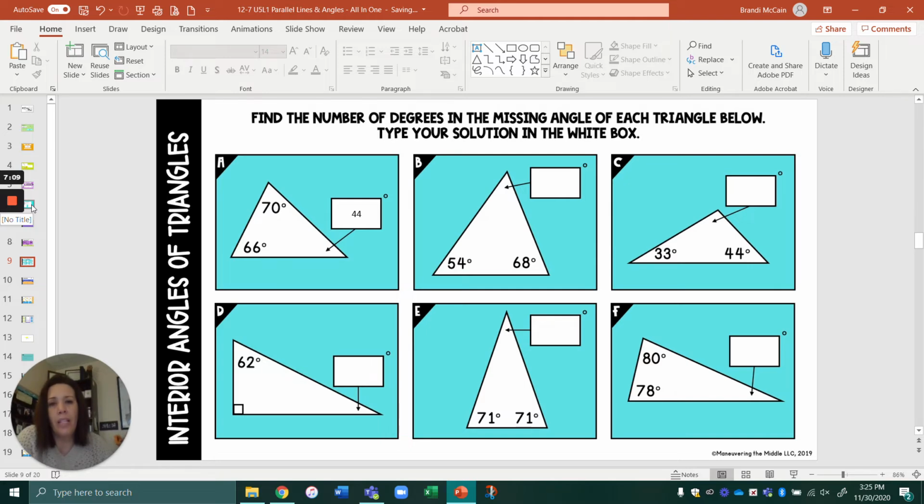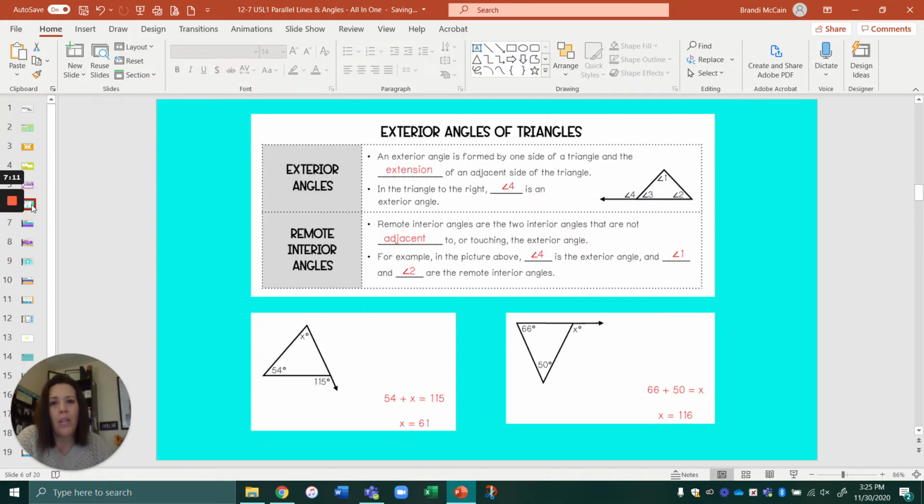And the last thing we're doing today is exterior angles and triangles. Exterior means outside. Okay, so an exterior angle is formed by one side of the triangle and the extension of an adjacent side of the triangle. So it's just a triangle that extends out. This is outside, so it's exterior. It's an outside angle. That's all it means.